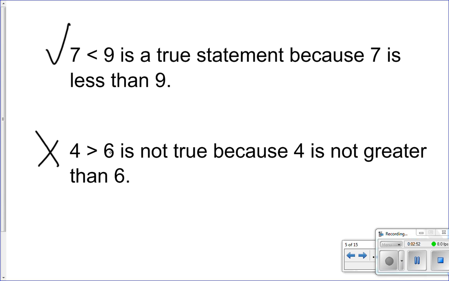And since 4 is not greater than 6, the proper way to show that 4 is not greater than 6, you put a line through it. Just like you would if you had to show something was not equal. If something was not equal, you put the equal sign and a slash through it. Same thing with an inequality. Since 4 is not greater than 6, you put a slash through the greater than sign.